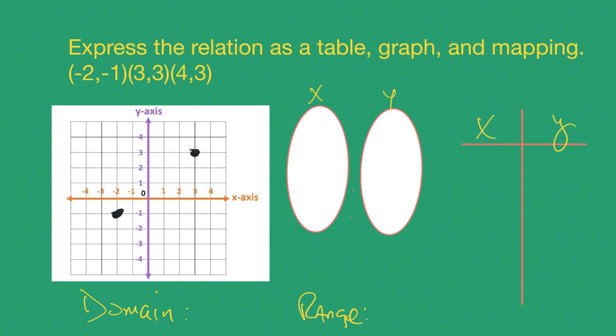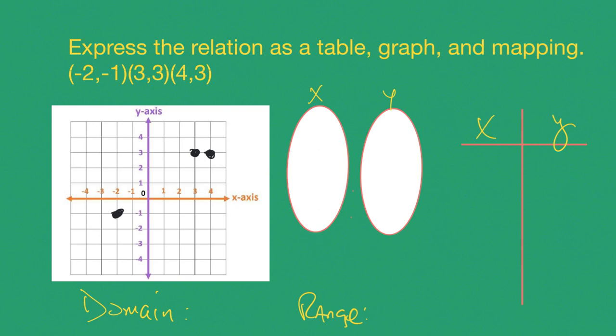Okay? What about the point (4, 3)? I say you go over 4 and then go up 3. Go over which way? To the right. To the right. And then where? Up 3. Right 4, up 3. There you go. There's (4, 3).